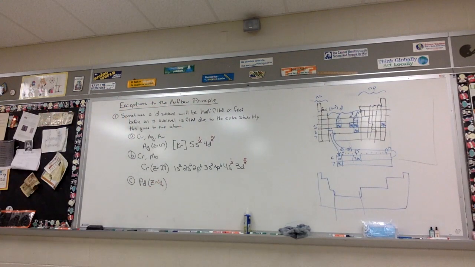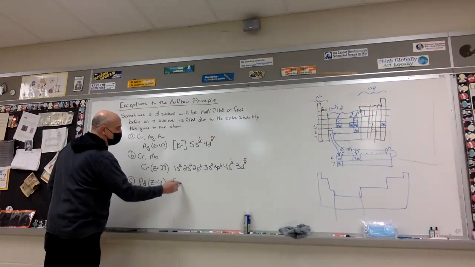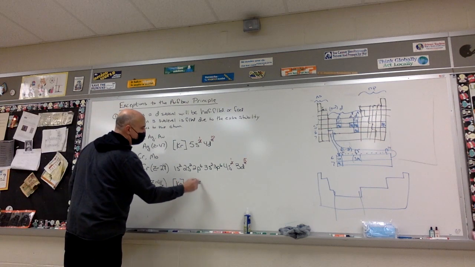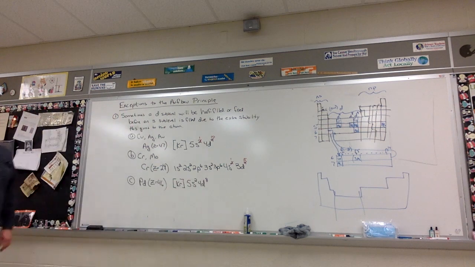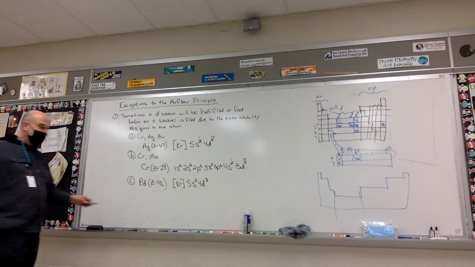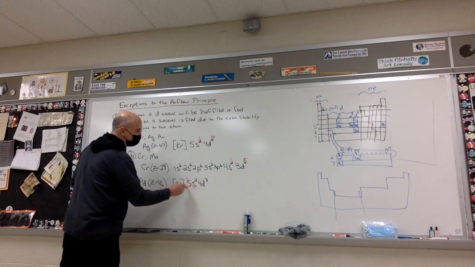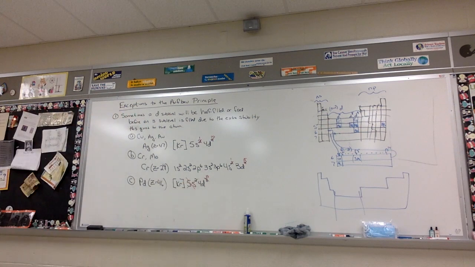Okay, palladium's number 46. We'll do shorthand for this one. So Kr, and then what? If we were following our normal rules, it would be 5s2 4d8. And that's actually what platinum does, but palladium doesn't follow that. Both of the S electrons are going to go to the 4d, so there's actually not going to be any electrons that fill in the S. They're all going to go into the 4d. 4d10. Now everything is filled.